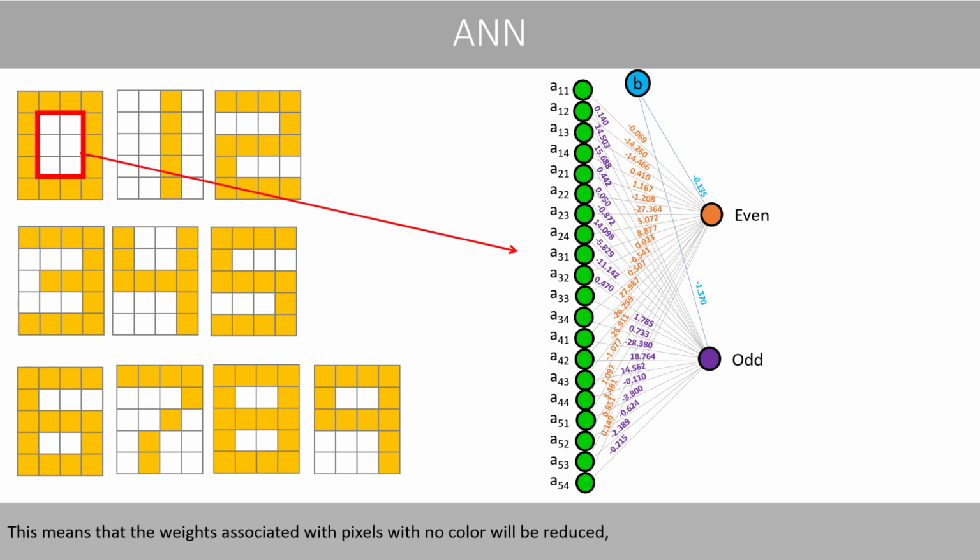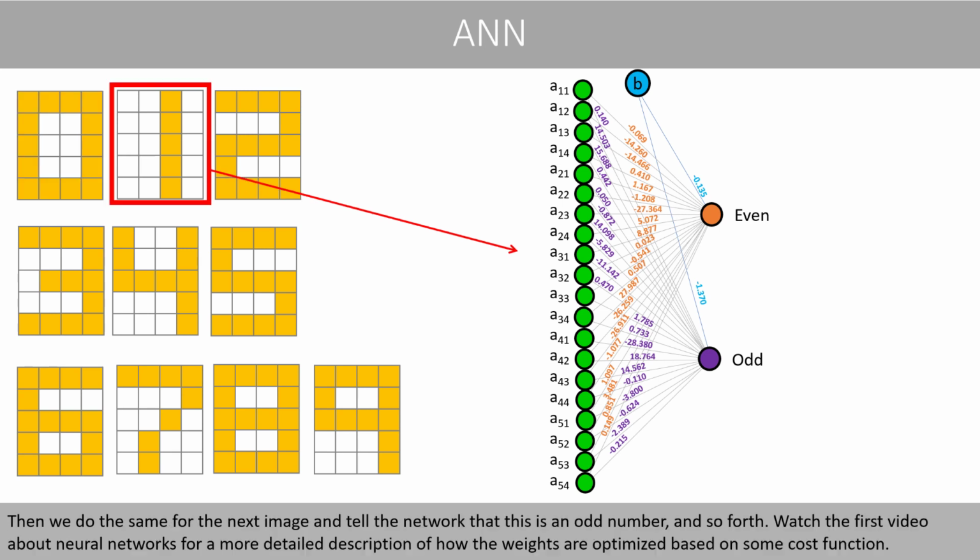This means that the weights associated with pixels with no color will be reduced, whereas the values of the weights associated with pixels with a color will increase a bit. Then we do the same for the next image and tell the network that this is an odd number and so forth. Watch the first video about neural networks for a more detailed description of how the weights are optimized based on some cost function.